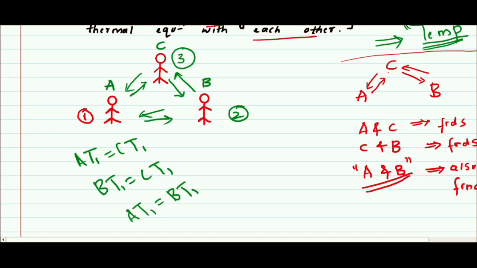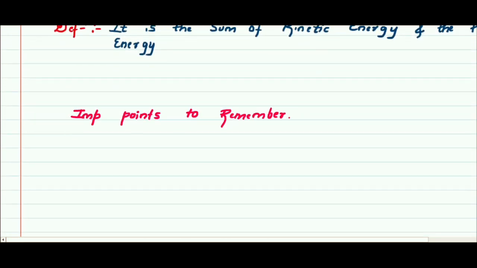Okay, so next we will move to internal energy. What is internal energy, and how is it denoted? It is denoted by capital U. Internal energy is the sum of kinetic energy plus potential energy. So internal energy is equal to kinetic energy plus potential energy. This is the definition, right?